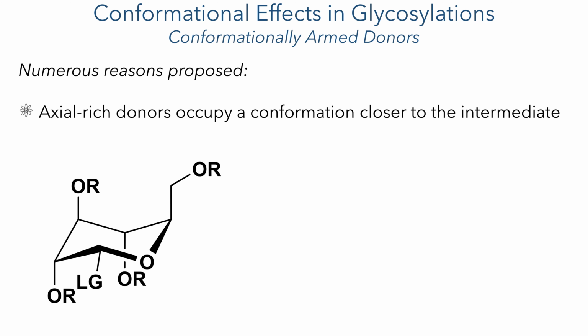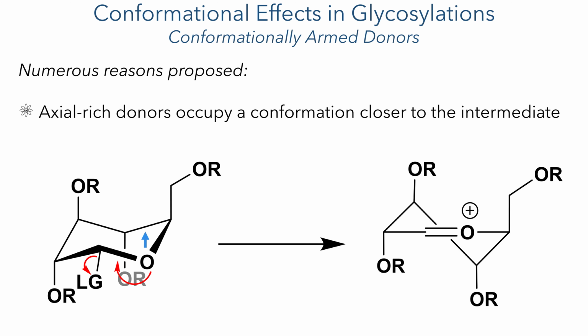A further explanation is that the axial-rich donors occupy a conformation which is closer to that of the half-chair intermediate. When the leaving group leaves, there is donation from the lone pair of the oxygen into the carbon-oxygen bond to form the oxocarbenium intermediate. The oxygen must therefore move upwards to form the flat planar surface required for the half-chair conformation. When it is in the 1C4 conformation, this is a smaller change than when it is in the 4C1, which produces more torsional strain to adopt the half-chair conformation.